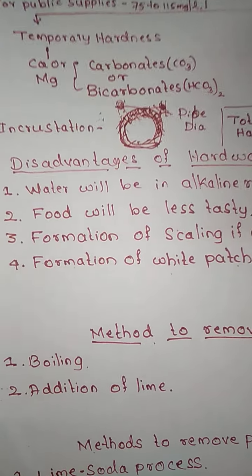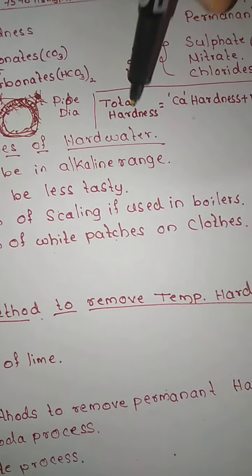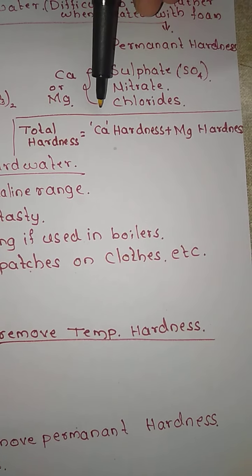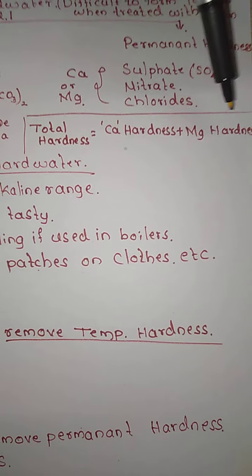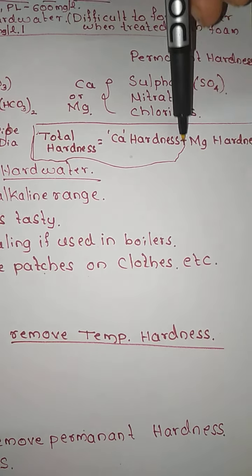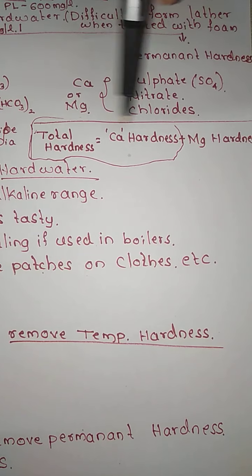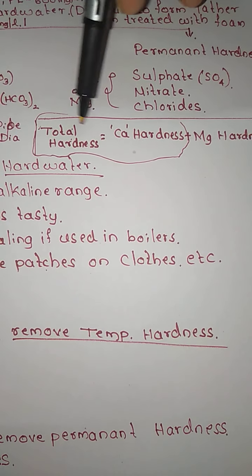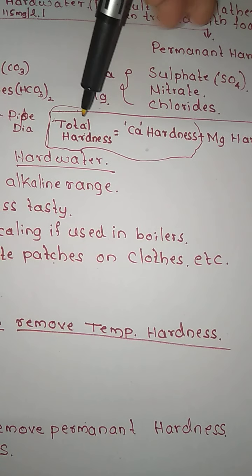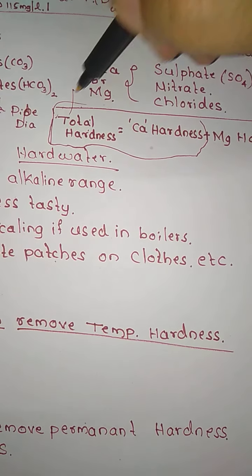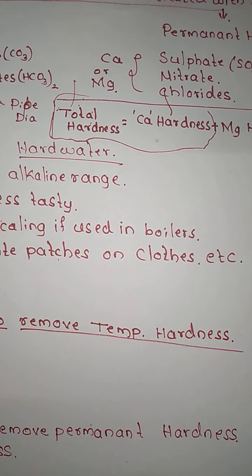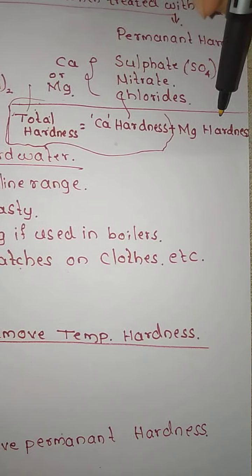So now our aim is to remove this hardness. The total hardness is the summation of calcium hardness plus magnesium hardness. When you come to the final years, or the 6th sem, you are going to do an experiment regarding hard water. There you are going to learn how to determine the total hardness and how to determine the calcium hardness. If you determine two, you can determine the magnesium hardness of water.